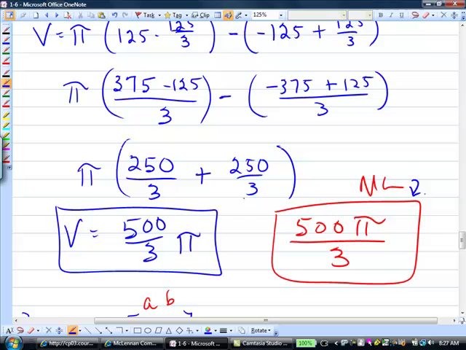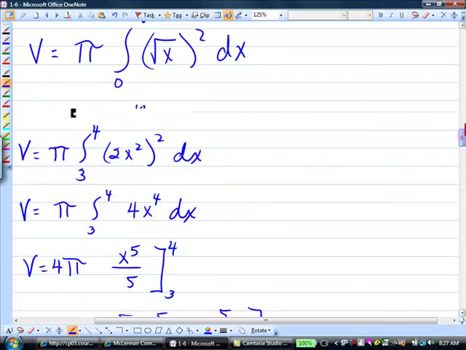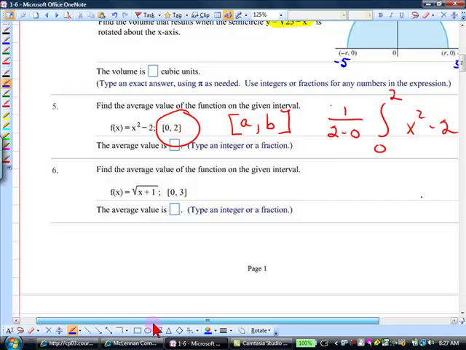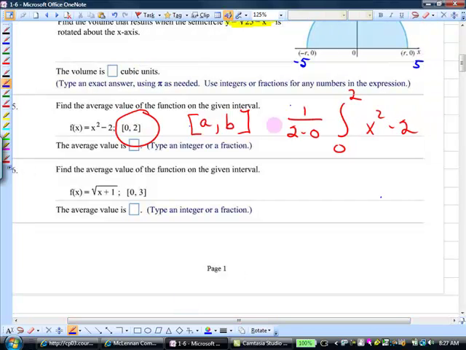All right, the last two are using the average value function, and we don't have to have a sketch of that. Let's look back up here to 5. Here's the problem. Find the average value of the function on the given interval. The interval is here in brackets. It says 0 to 2, and you want to remember that's A and that's B in that order. Here's the function, x squared minus 2.